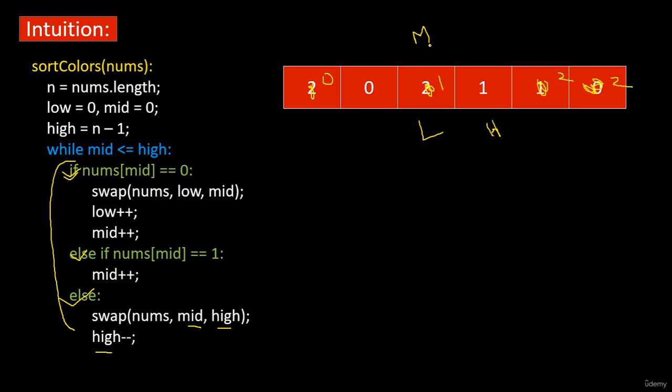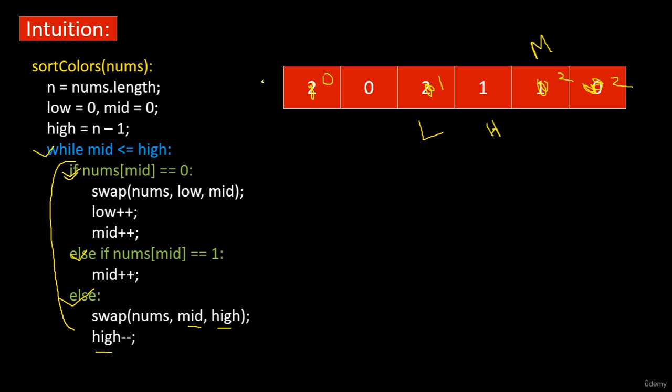Now we're going to check, does middle point to 0? No. Does middle point to 1? Yes. So let's move middle to the next element. Now we see middle points to 1 again, so let's move middle to the next element. Middle will point here. Now we see this while loop evaluated false.